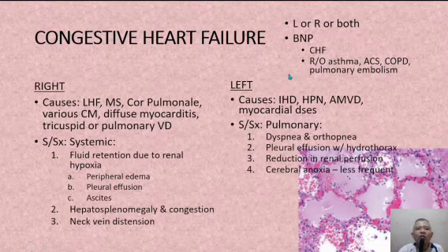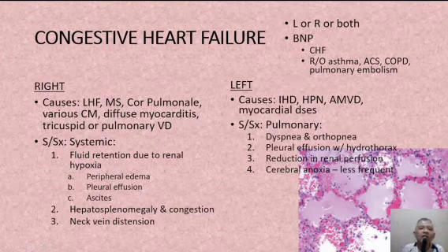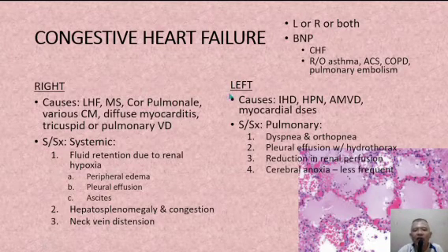So we have two types of congestive heart failure. The first type is what happens first, it's the left-sided heart failure.